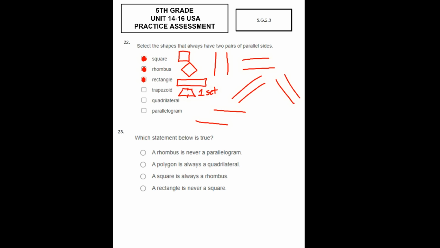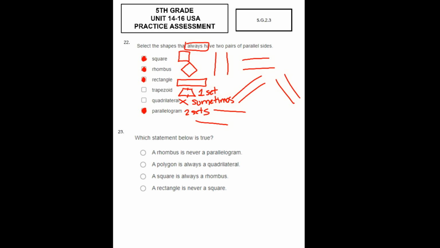Quadrilaterals, this is always, right? Remember, quadrilateral is all 4-sided shapes, even trapezoids. So can we say that a quadrilateral is always going to have 2 sets of parallel lines? No, because sometimes they're going to be trapezoids. So we would say sometimes, not always. And then lastly, a parallelogram. The definition of parallelogram is that it has 2 sets. So yes. Hooray for a parallelogram. So those are the ones that have 2 pairs of parallel sides.